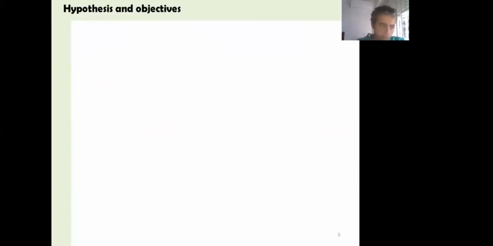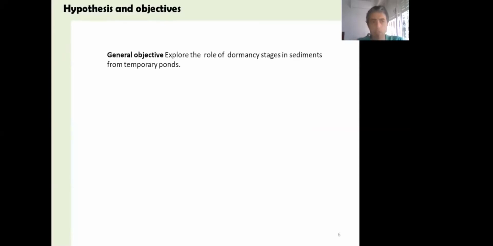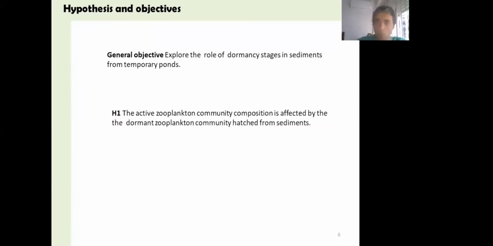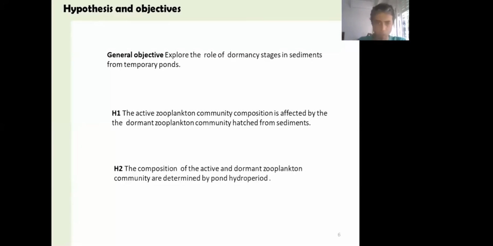So we have the general objective, which is to explore the role of the dormant stage present in the sediments of the temporary ponds, and we test two hypotheses. The first is that the active plankton community is affected by the dormant zooplankton community hatched from sediments in each season, and the composition of the active and dormant zooplankton communities is affected by the pond hydroperiod.